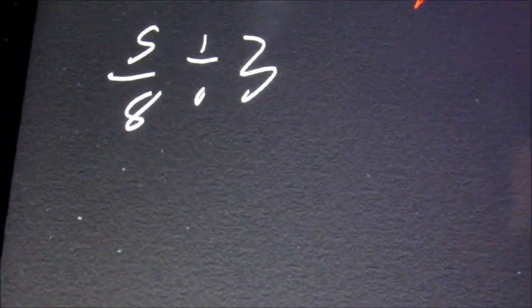Next, let's say that we have a fraction, 5 over 8, divided by 3. So, again, we need to flip the second one, do the reciprocal.